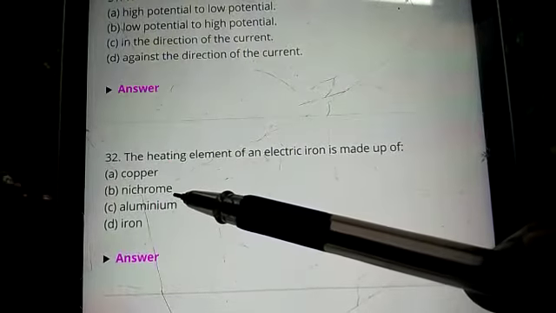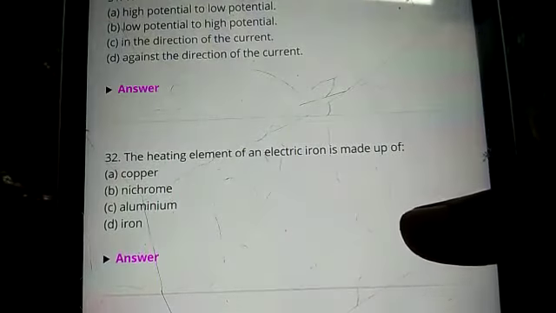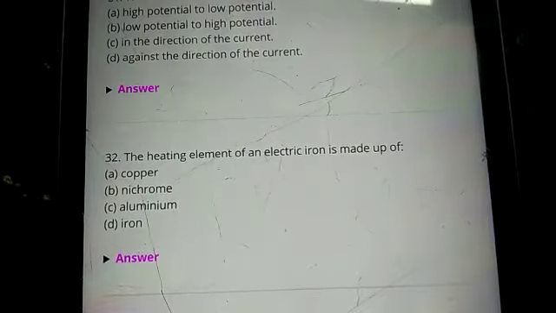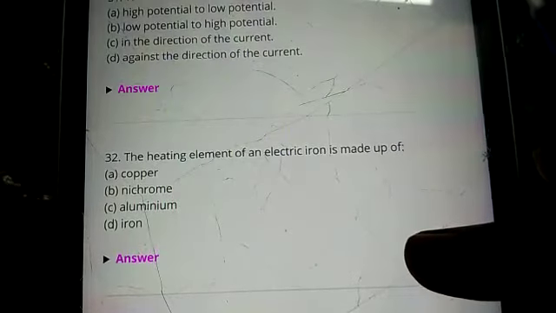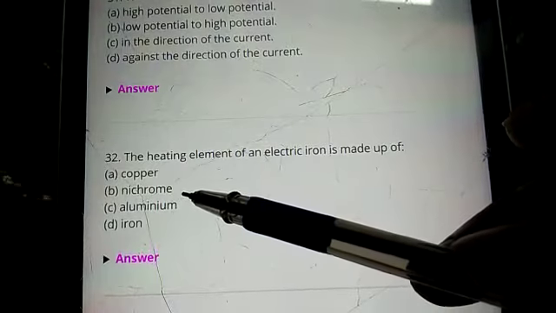So, nichrome is the correct option because nichrome is an alloy, and most of the alloys have very high resistivity and they produce heat while current passes through them. So, for question number 32, your correct option is nichrome.